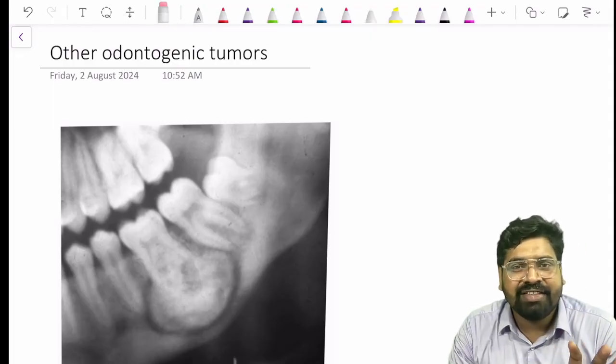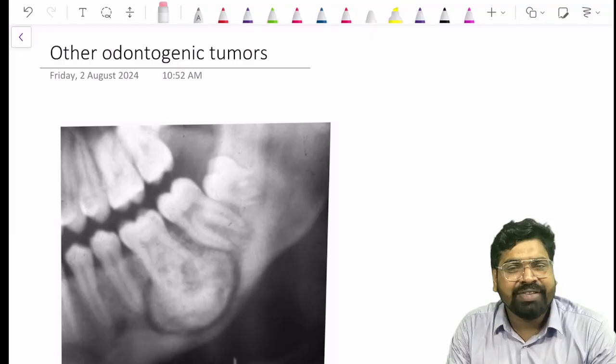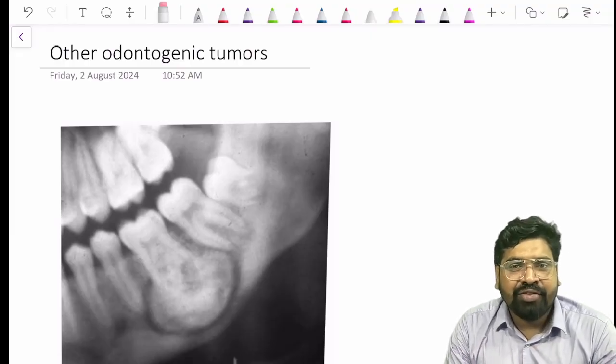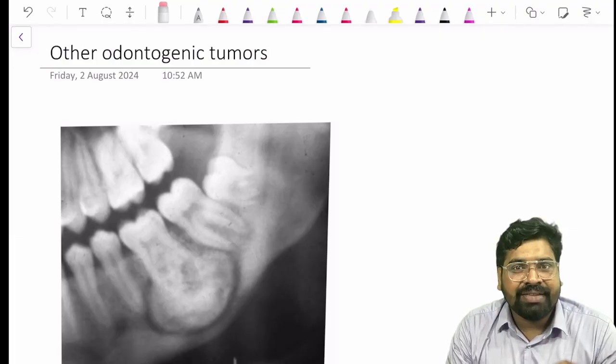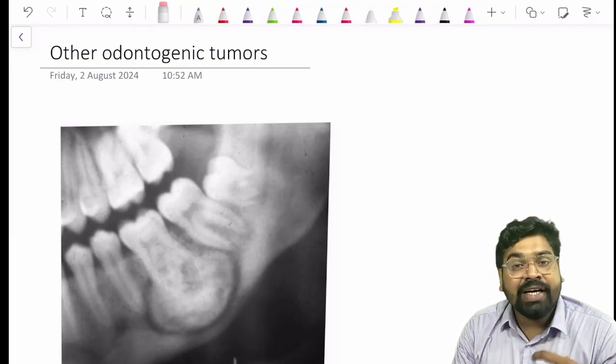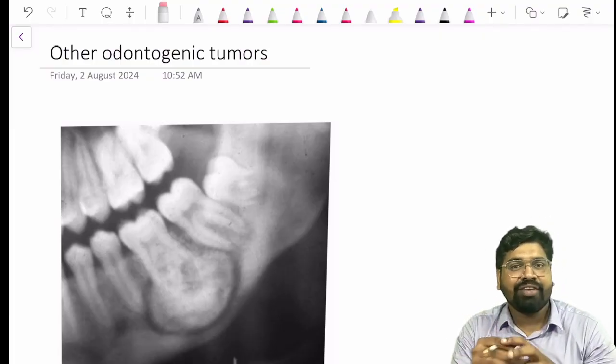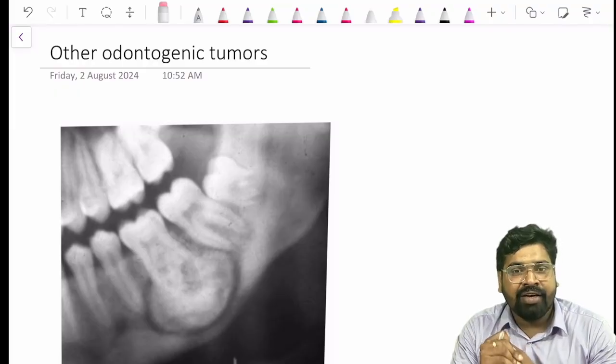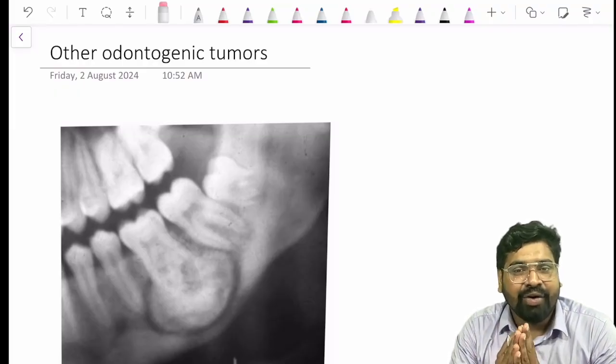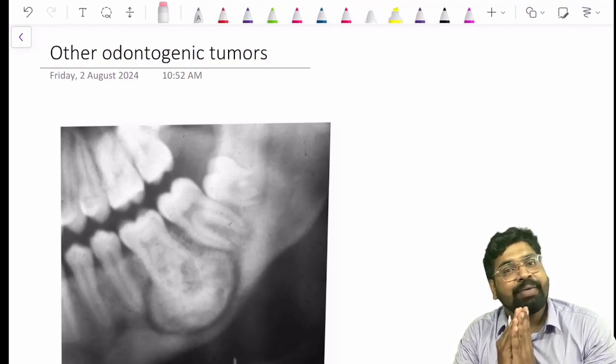So we have discussed most of the important odontogenic tumors and the questions regarding them. In this video, we will discuss certain odontogenic tumors which are equally important for your NEET examination. They have already picked up many questions from these areas. First of all, I would like to discuss an odontogenic tumor, that is cementoblastoma.